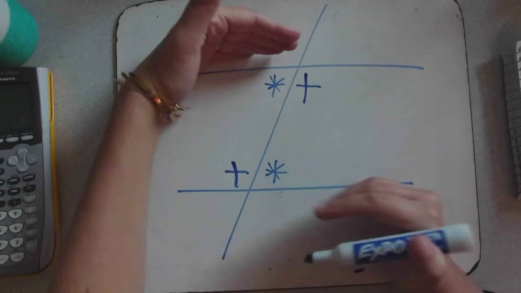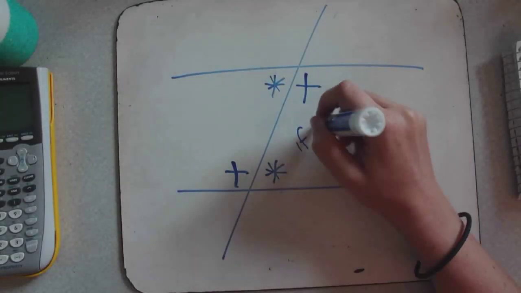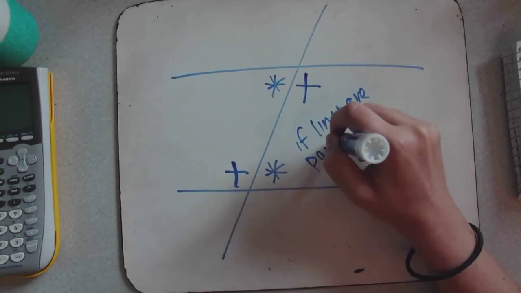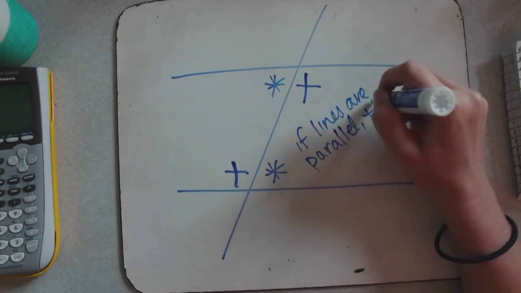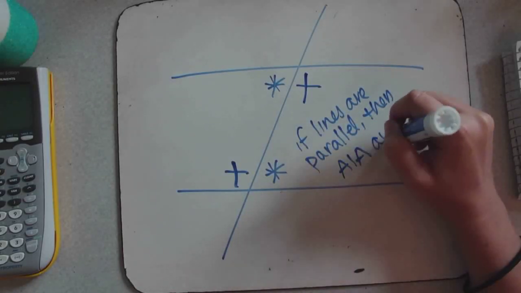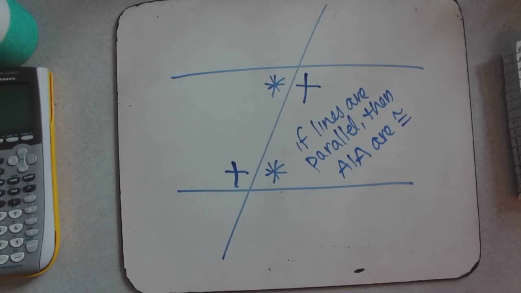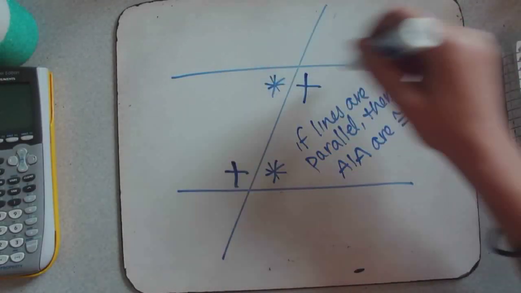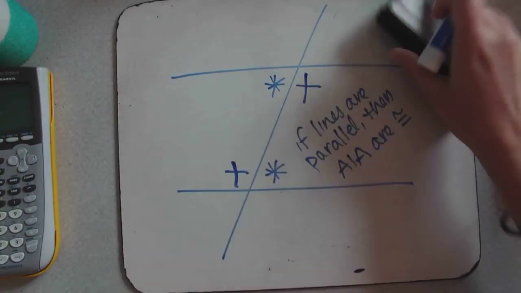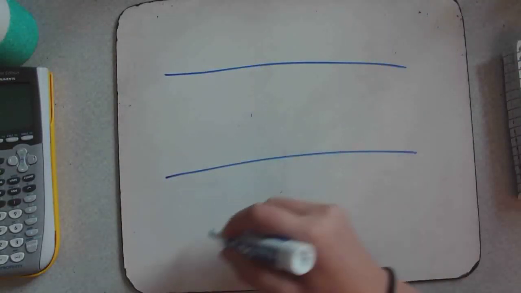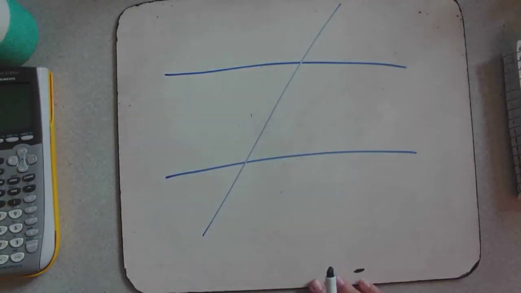Alternate interior angles. Okay, and again, if the lines are parallel, then alternate interior angles, or AIA, are congruent, okay? And that's only true when these lines are parallel. Alright, let's do the third type of angle. Same diagram. You're going to get very familiar with this diagram in the next couple days.